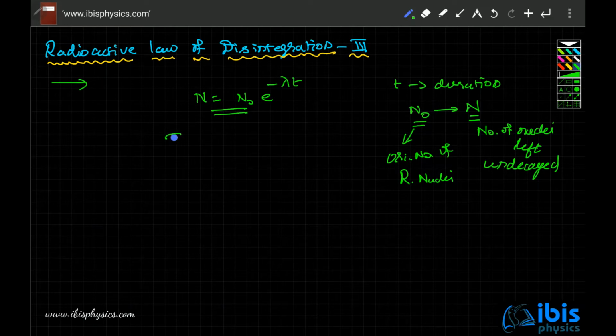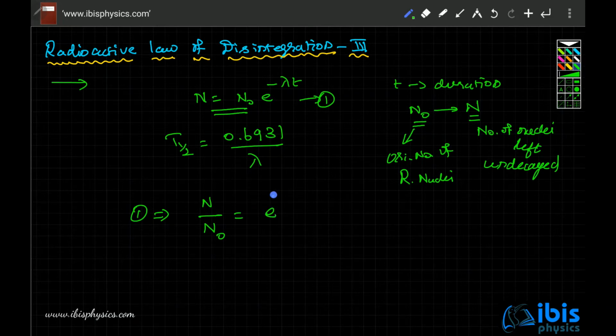The other one was t half, or half-life, is 0.6931 by lambda, where this lambda is called decay constant, or probability of disintegration per unit time. So now let us write the first equation like this. Bring N naught down here: N by N naught is equal to e power minus lambda t. But from this relation, lambda is 0.6931 by t half. So let us substitute it over there.